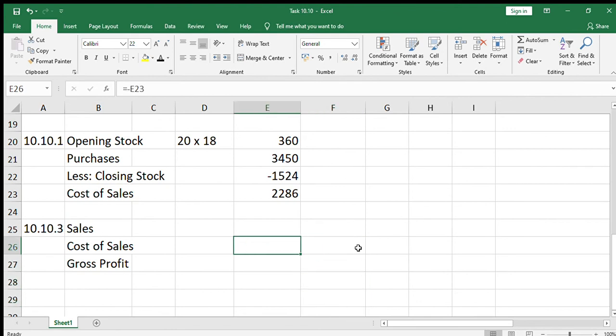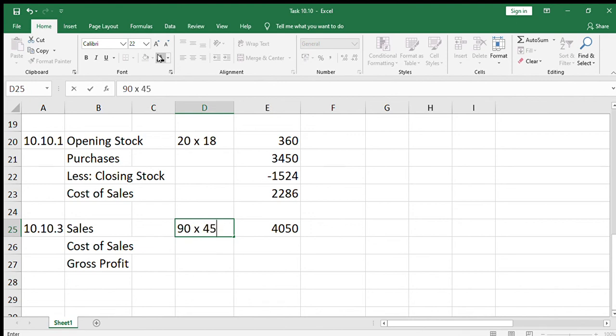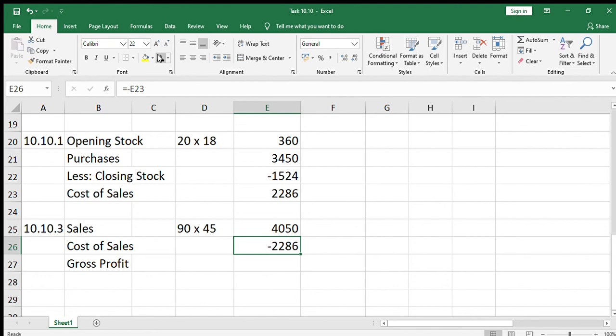In 10.10.3, we have to calculate the gross profit. So we're just going to take sales. 90 units were sold at 45 rand. You can show the calculation: 90 times 45. Our cost of sales, we just worked out above. That will give us gross profit. So that's all there is to this question.